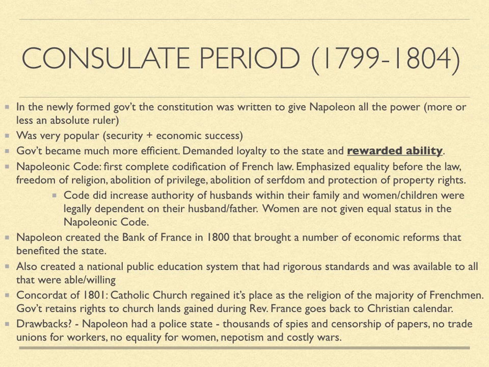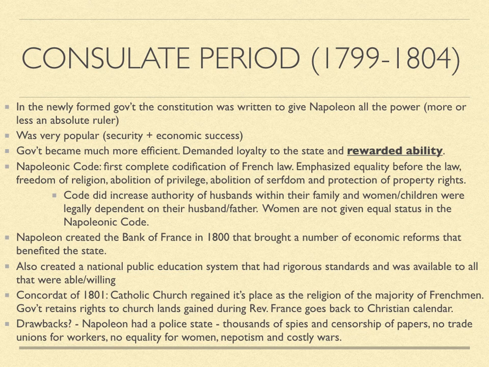Napoleon is going to do a lot of things. He creates the Bank of France, which bettered the economy. He's going to create a public education system so that all people started going to school. He's going to put the Catholic Church back in place, which was very popular. He passed the Napoleonic Code, which gave people a lot more rights and privileges. Maybe the one drawback is that women don't get equal status in the Napoleonic Code. So Napoleon does a lot of good things early on.